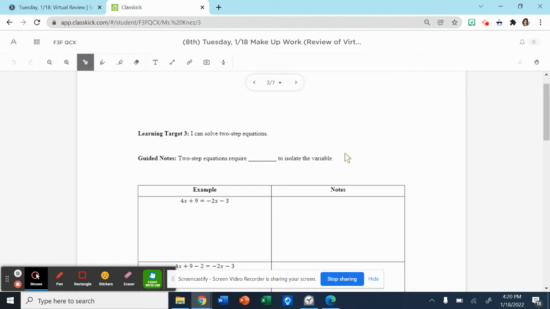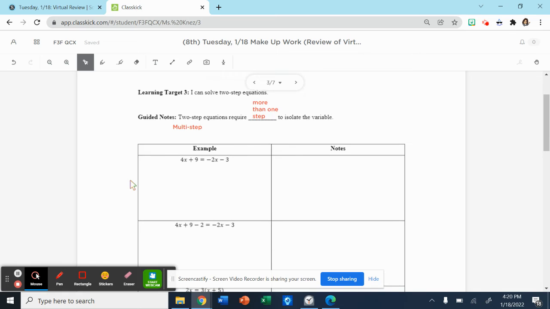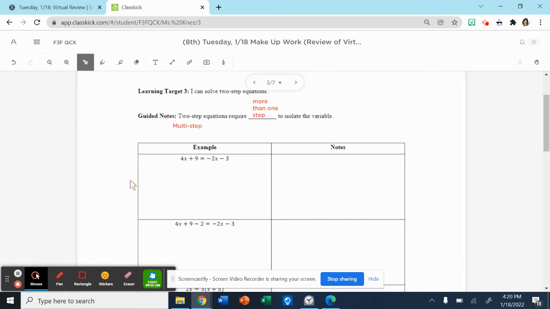Now, slide 3 is where we really start to get into two-step equations. And I was saying today that two-step equations isn't the most accurate label for this because we really are talking about equations that require more than one step. Sometimes that'll be 2 steps, but the phrase multi-step equations might be a better description. So for example, let's take a look at the first equation here.